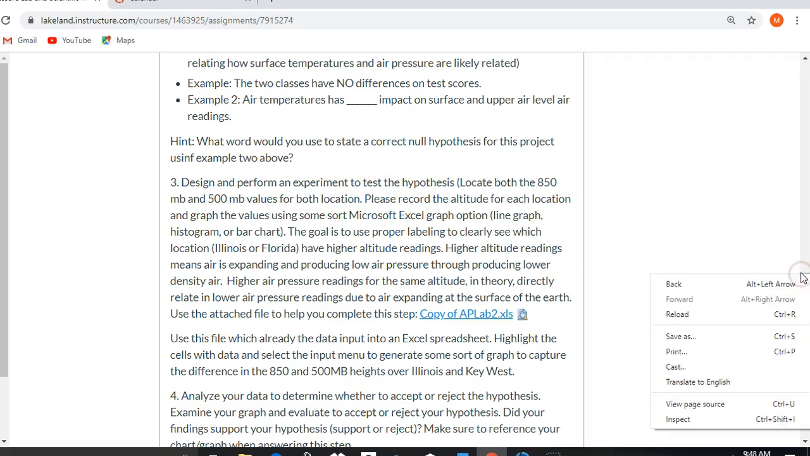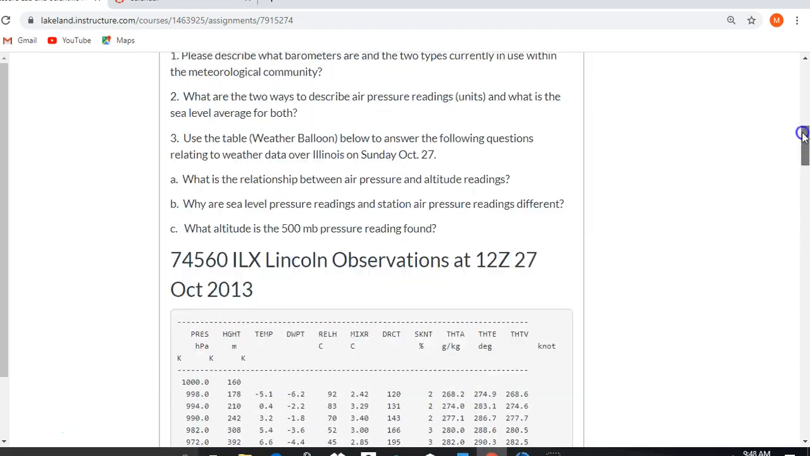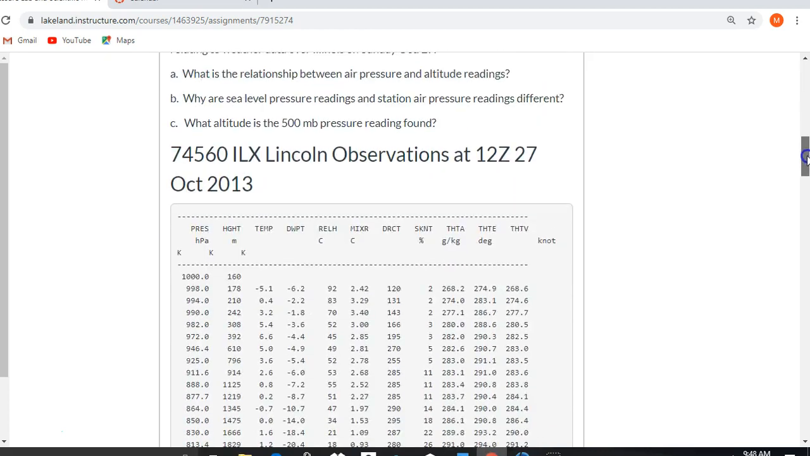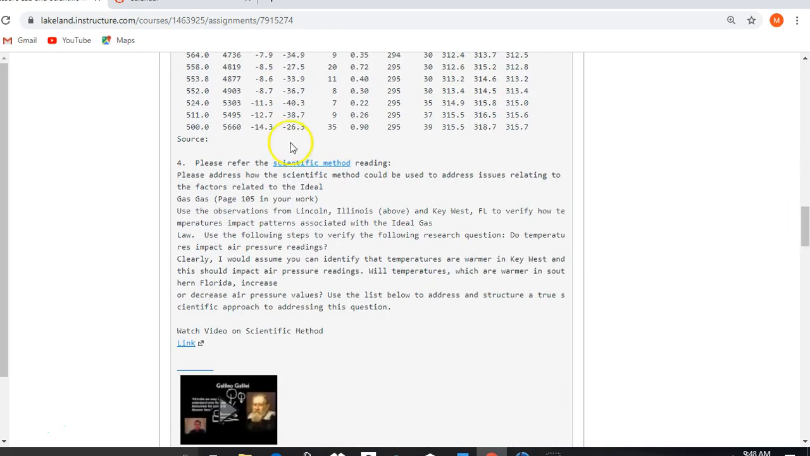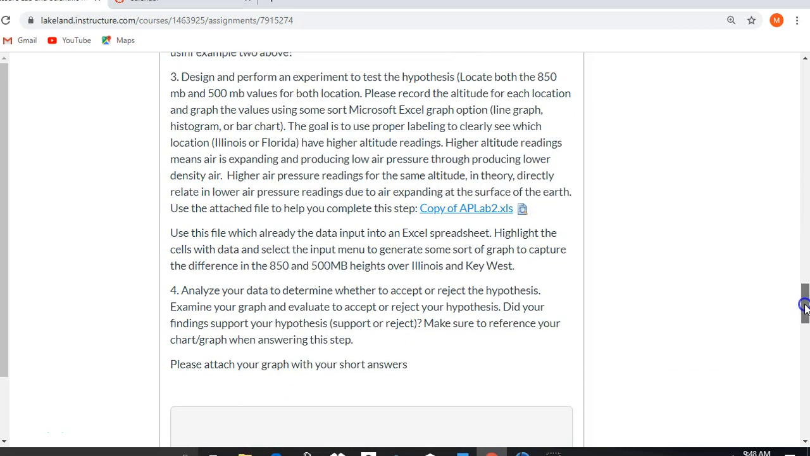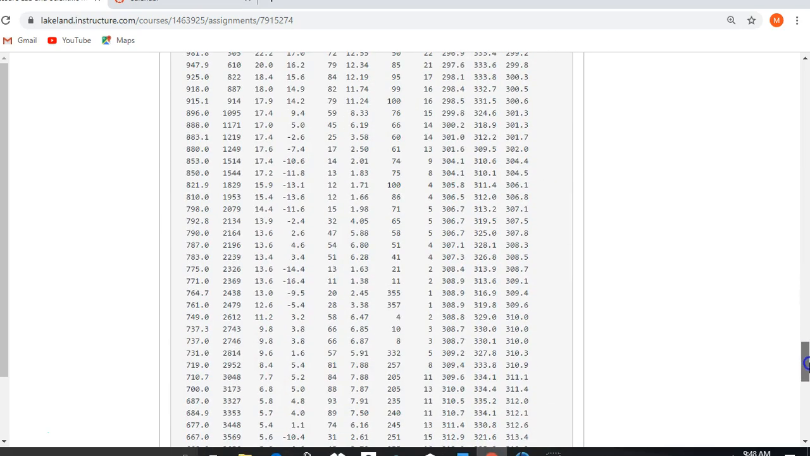To do that, all you have to do is go back to the charts, and for each city, find Lincoln, Illinois, and find the 850 millibar reading, which is right there, and find the altitude, which is listed right there. Then write down the 500 millibar height, which is right there, and write down the altitude. That was for Lincoln.